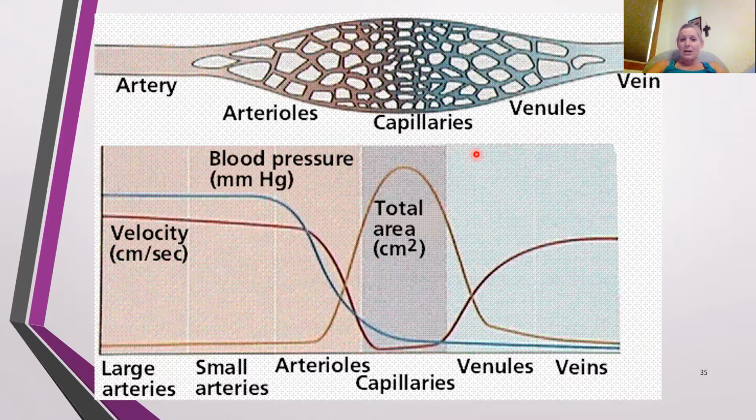Okay. However, we know that each individual capillary is very, very small in nature. Okay. So notice that there are significantly more capillaries in comparison to arteries or veins. So I only have a few arteries and veins, but they're really thick. Capillaries, I've got millions, but they're really thin or small.